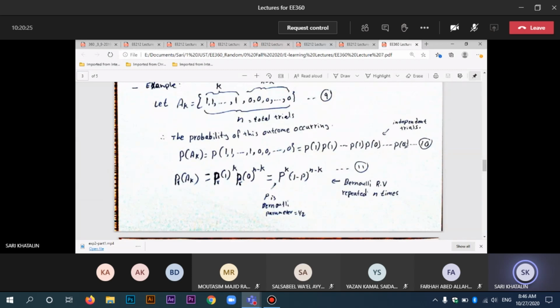Okay, now equation 10 can be rewritten as equation 11. As you can see here, the probability of k is equal to the probability of 1 to the power k, and the probability of 0 to the power n minus k. And we can replace the probability of 1, from Bernoulli, by small p. It's not capital P, small p. So p to the power k, and the other one, 1 minus p, to the power n minus k.